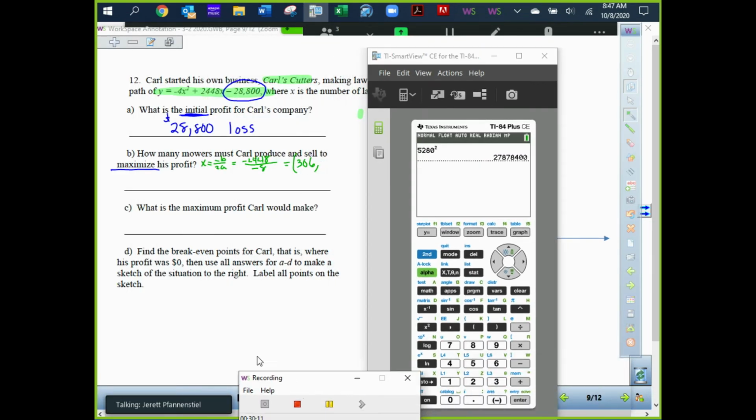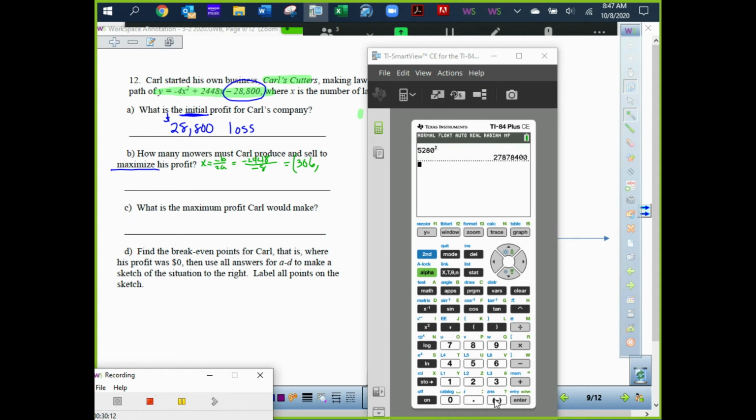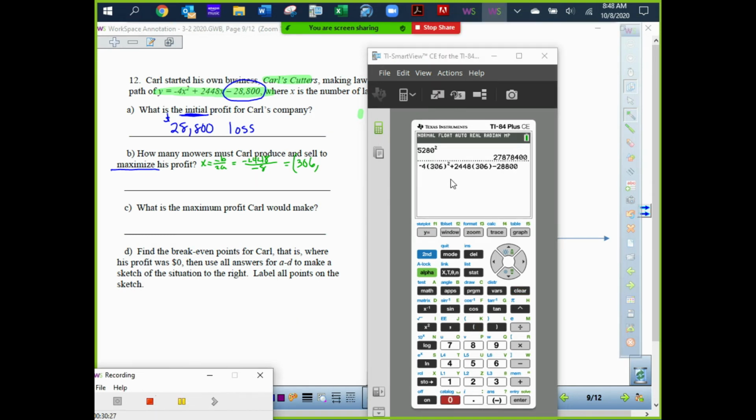So move this out of the way. Negative 4 times 306 in parentheses, quantity squared. This calculator. So I got it all punched in with parentheses, hit equals, and I heard whoa from the crowd. Whoa, this dude's selling lawnmowers.